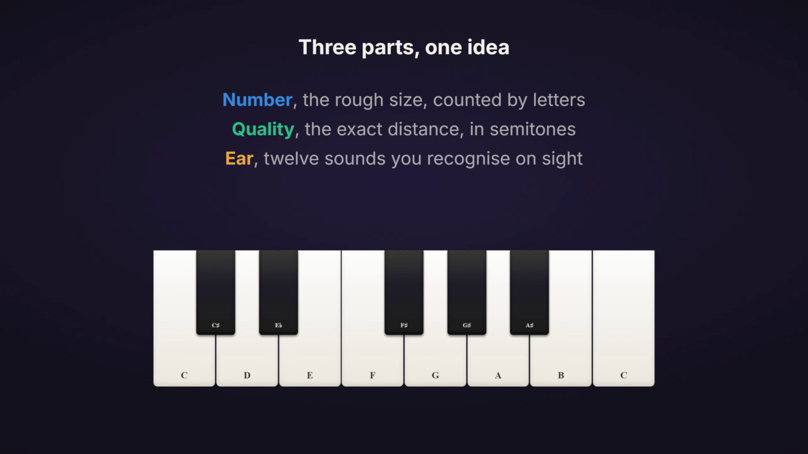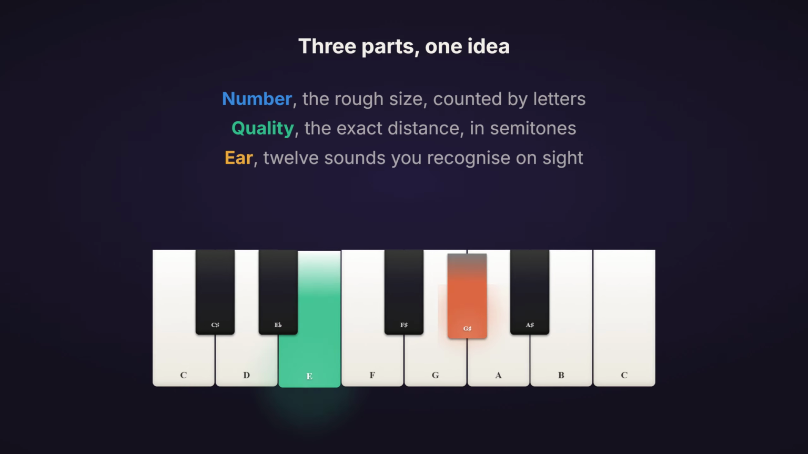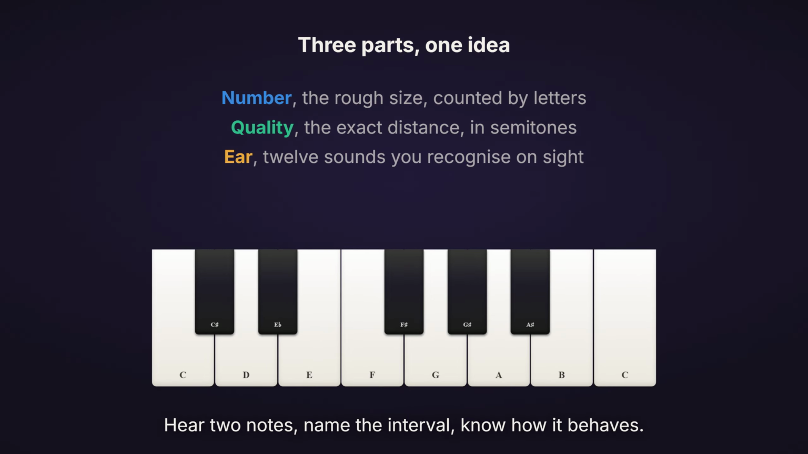And now, the full picture, every one of the 12 distances inside the octave named and understood, inversions that halve the work through the rule of 9, and an ear that recognizes each sound on sight using the songs you have tied to them. Put those 3 things together and you can hear 2 notes, name the interval between them, and know exactly how it will behave.